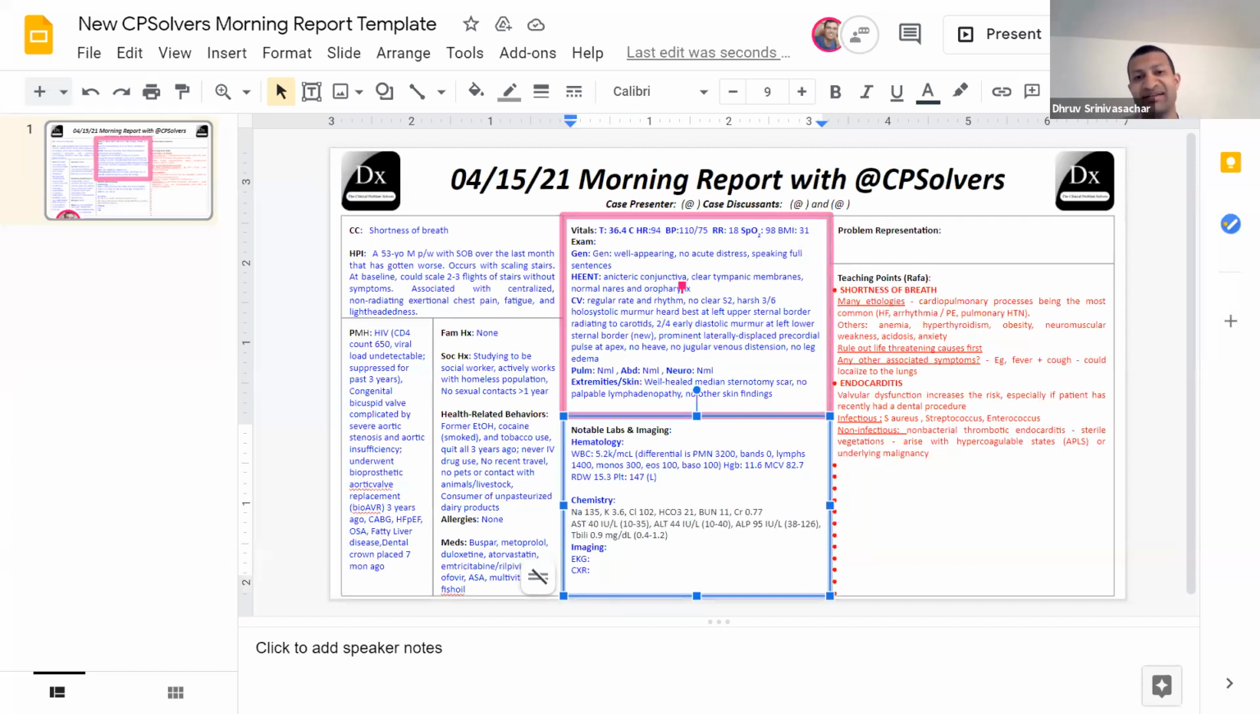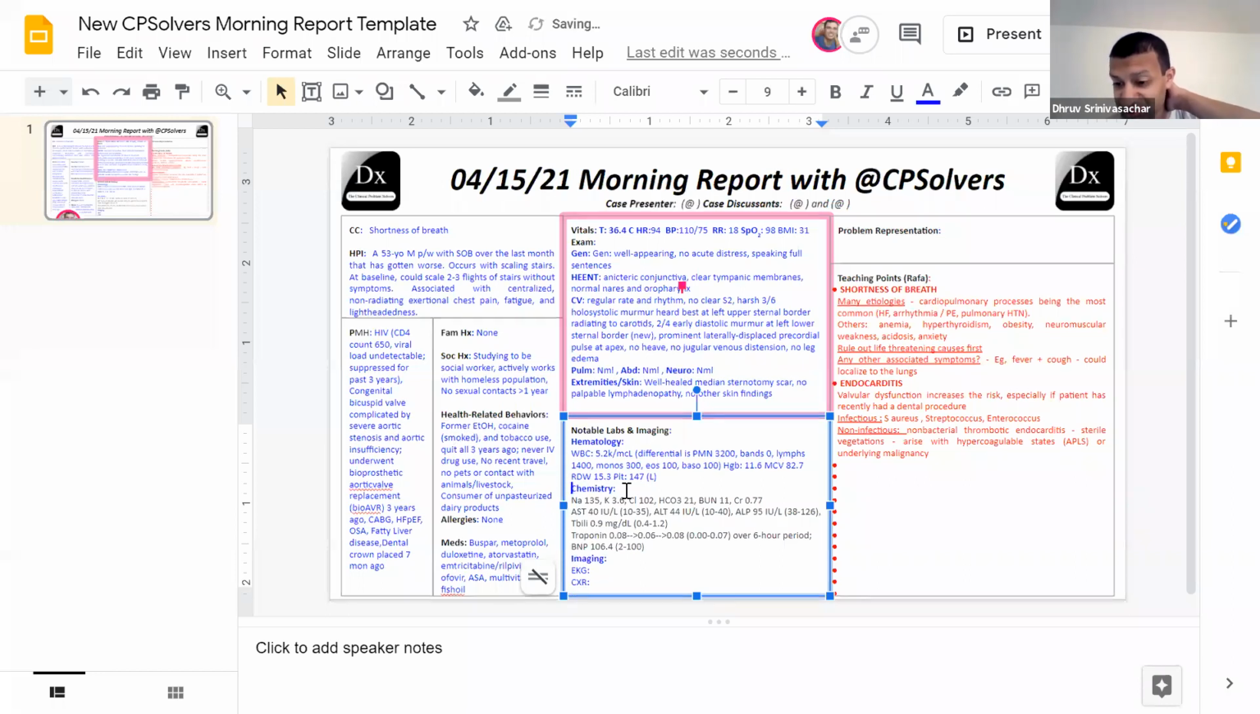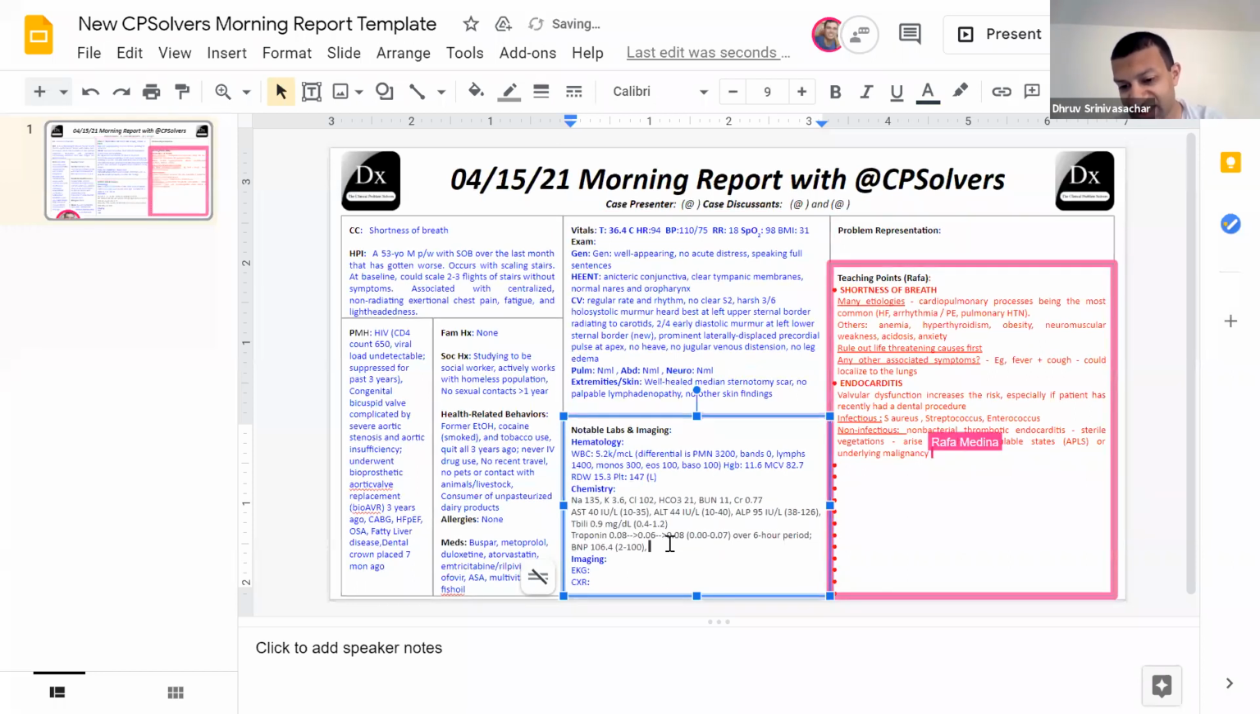Given that he had concern for a cardiac etiology due to his symptoms, they also got serial troponins, which were pretty much negative. It was 0.08, and then it went down to 0.06, and then it sort of crept back up to 0.08 over a 6-hour period. And his brain natriuretic peptide, or BNP, was 106.4, where the upper limit of normal is 100.